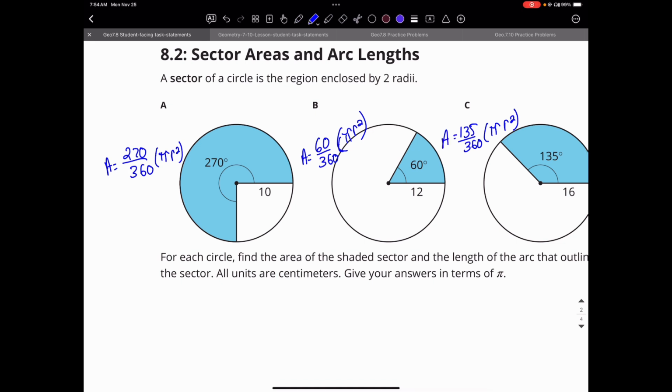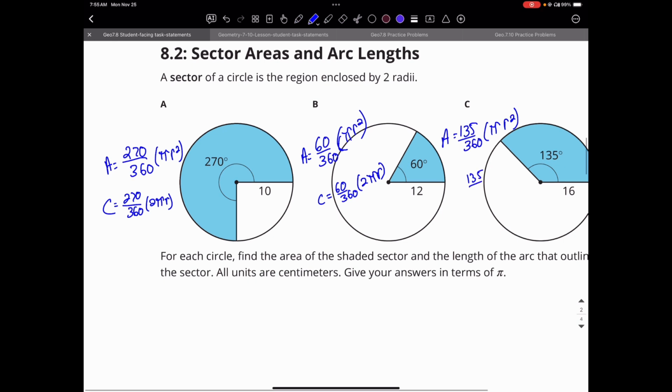And then the circumference is going to be the same. It would be 270 over 360 times 2 pi r, or this one would be 60 over 360 times 2 pi r, and then the last one would be 135 over 360 times 2 pi r.